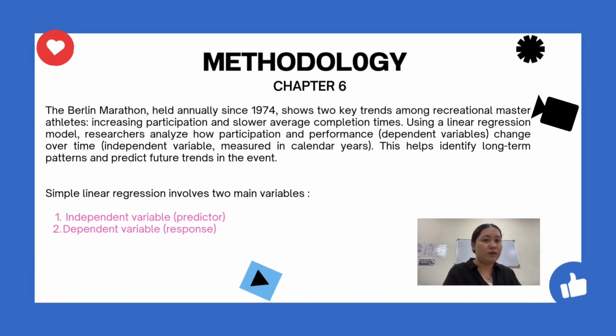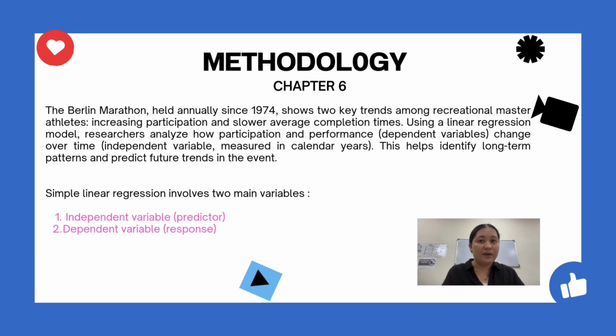So for my part, the methodology, which is chapter 6. The title of chapter 6 is Simple Linear Regression Model, which consists of independent and dependent variables. The Berlin Marathon, held annually since 1974, shows two key trends among recreational master athletes: increasing participation and slower average completion times. Using a linear regression model, researchers analyze how participation and performance change over time. This helps identify long-term patterns and predict future trends in the event.